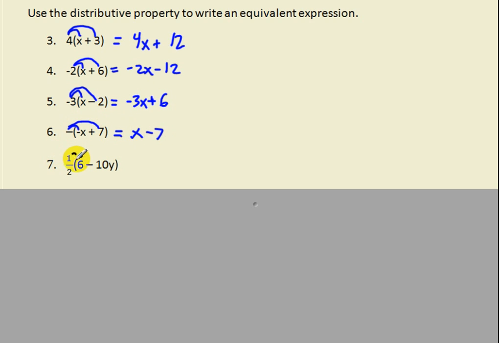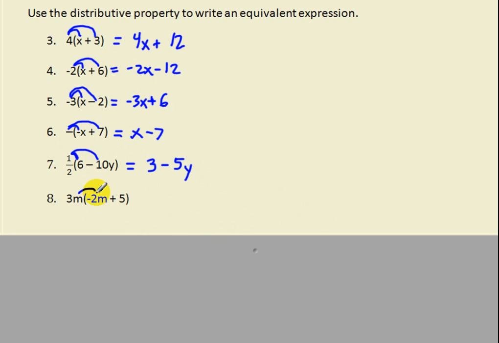And then 1/2 times 6 and 1/2 times negative 10y. 1/2 times 6, you can either think of that as what is half of 6 or 6 divided by 2. Either way, that's 3. And then 1/2 times negative 10y is negative 5y. So focus on the coefficient, 1/2 times negative 10, and then attach the y.